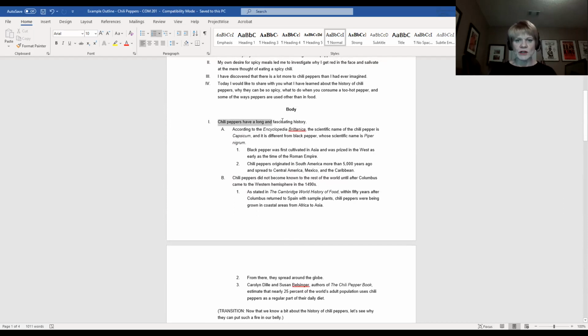So the main points come out first. This lets people know what we're going to be hearing next. Whenever something was mentioned and it didn't come from my brain, it needs to have a verbal citation, and this is how you're going to do it. For example, this information, the scientific name of the chili pepper is capsicum, and it's different from black pepper, whose scientific name is Piper nigrum.